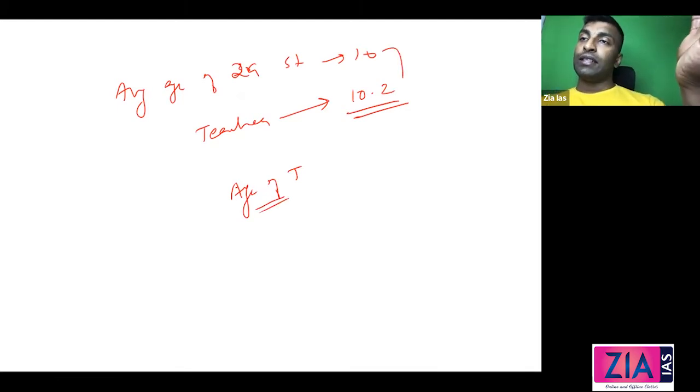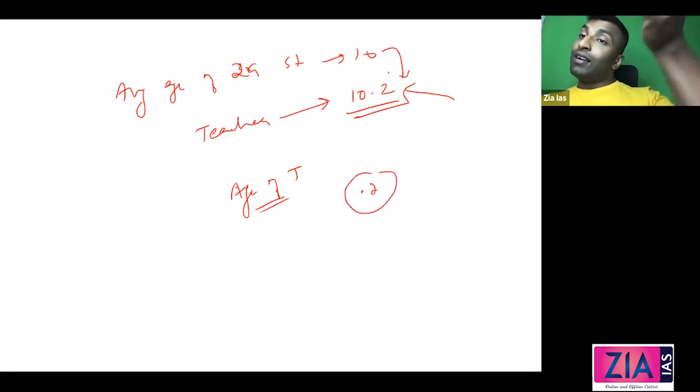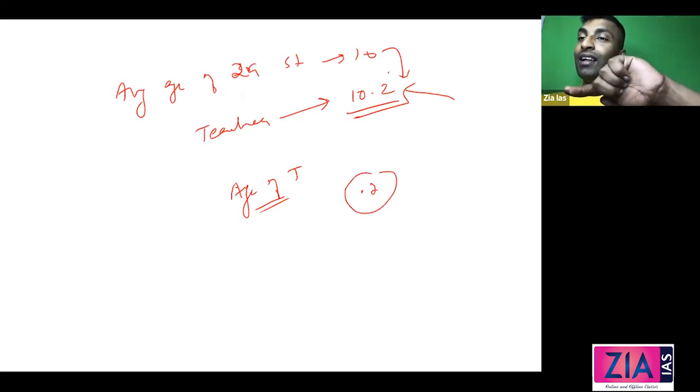Seeing this increase itself, you understood teacher age is more than the students. That is for sure. How much more? What we need to do is see how much extra. 0.2 extra. That is the change. Earlier you were dividing by 30. Now you multiply by 30. So what you get? 6.